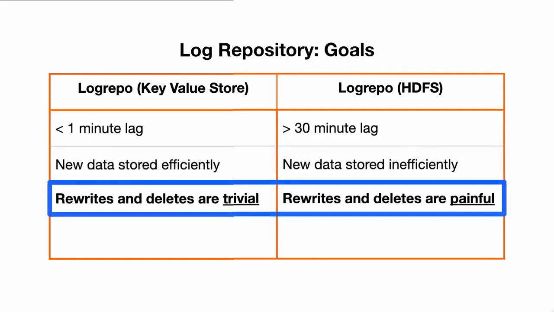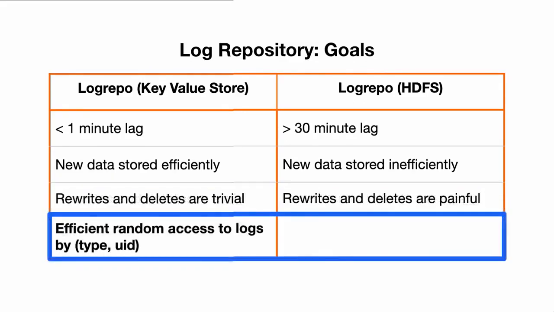Under key value store, rewrites and deletes are trivial. Under HDFS, rewrites and deletes are painful. Since databases actually support record level updates and deletes, rewriting and deleting log repo goes from very complicated and hugely high overhead to super trivial. Under key value store, efficient random access to logs by type, UID. And the last thing is the one thing we don't currently have, that get function, the ability to get one single value out of log repo for a given key. Because we don't have this currently, it's hard to say what our developers could do if they had this functionality, but I think we're really excited about this as well.